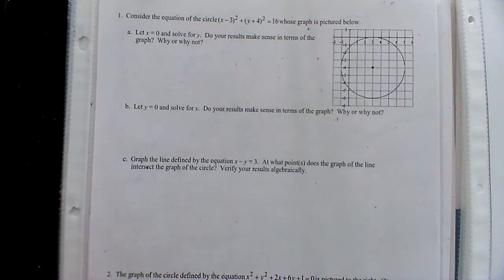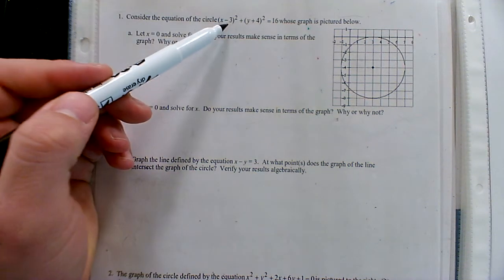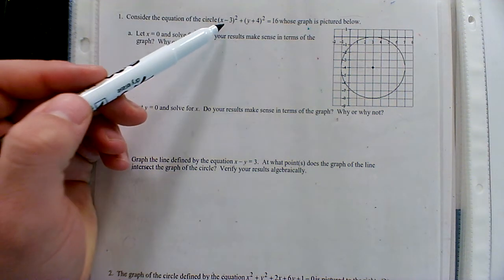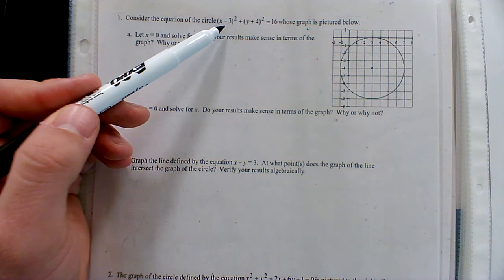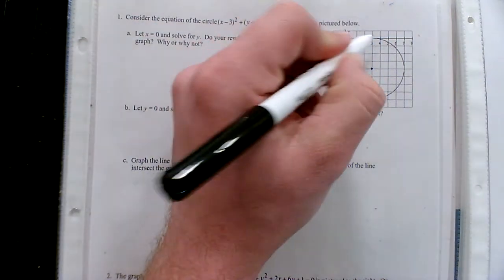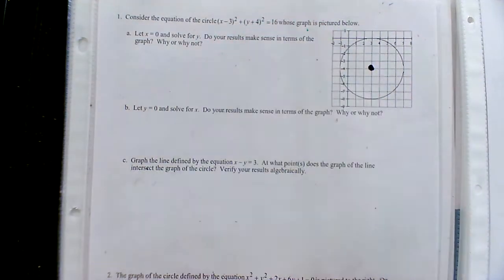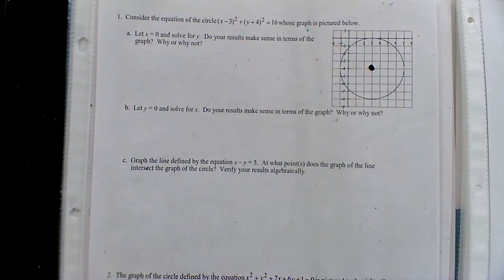So consider the equation of the circle, that's given in center radius form, whose graph is pictured below. Before we even start, let's make sure that we remember how this works. So the center of our circle should be where on the graph if you look at the equation? Should be at 3, -4, and it is. So that's good. What about the radius?